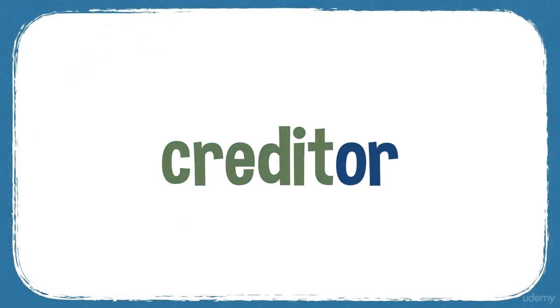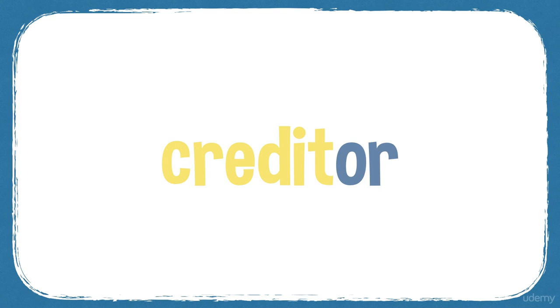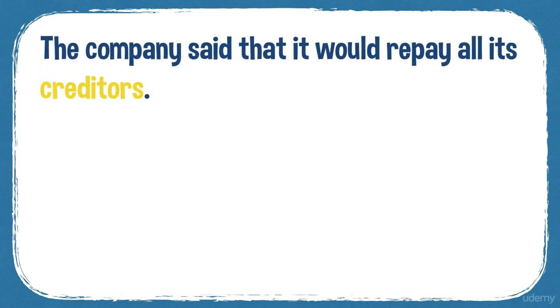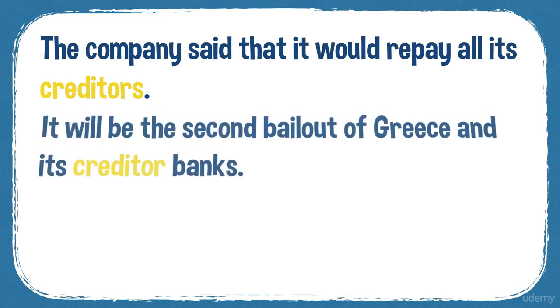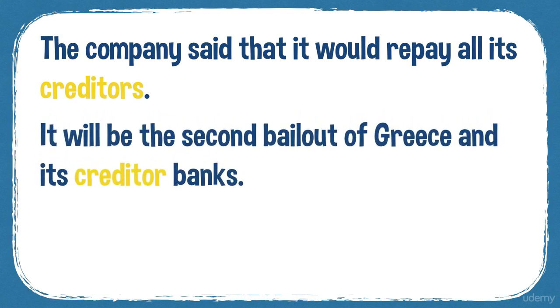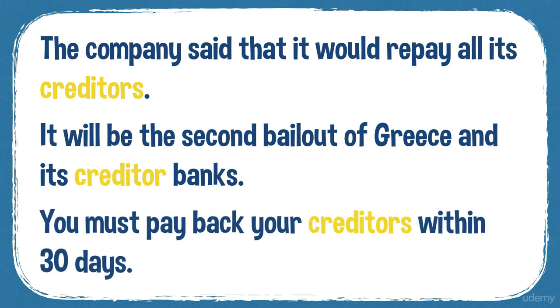Creditor comes from the word credit, which actually comes from the Latin verb credere, which means to believe. So it's money given in the belief that it will be repaid. So, for example, the company said that it would repay all its creditors. It will be the second bailout of Greece and its creditor banks. You must pay back your creditors within 30 days.